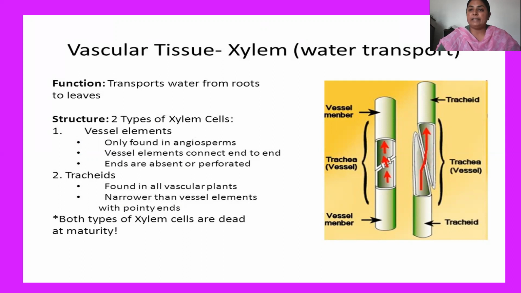They are narrower than vessels with pointy ends, and both types of xylem cells are dead at maturity. Earlier they are living cells, but later the protoplasm present in these tracheids and vessels moves towards the periphery and dries up. In this way broader cavities are produced inside the tracheids and vessels, and that is the reason they can transport large amounts of water and minerals through these cavities.